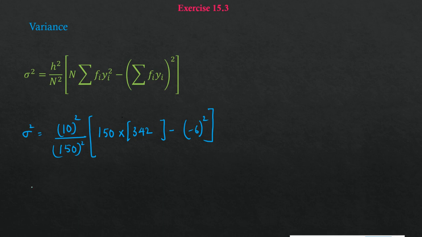Okay. Next, I will be writing this as sigma square will be equal to 100, 10 square will be 100. 15 square is 225. We have one zero, so I can add two more zeros over here. Right? These two zeros and these two zeros can be cancelled. Next, I will be getting over here 15 multiplied by 342.